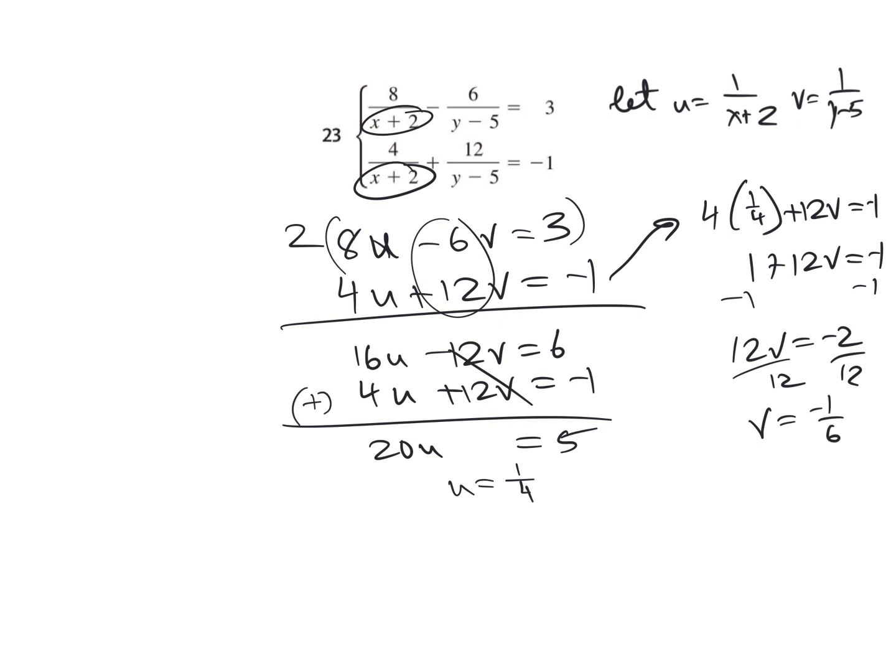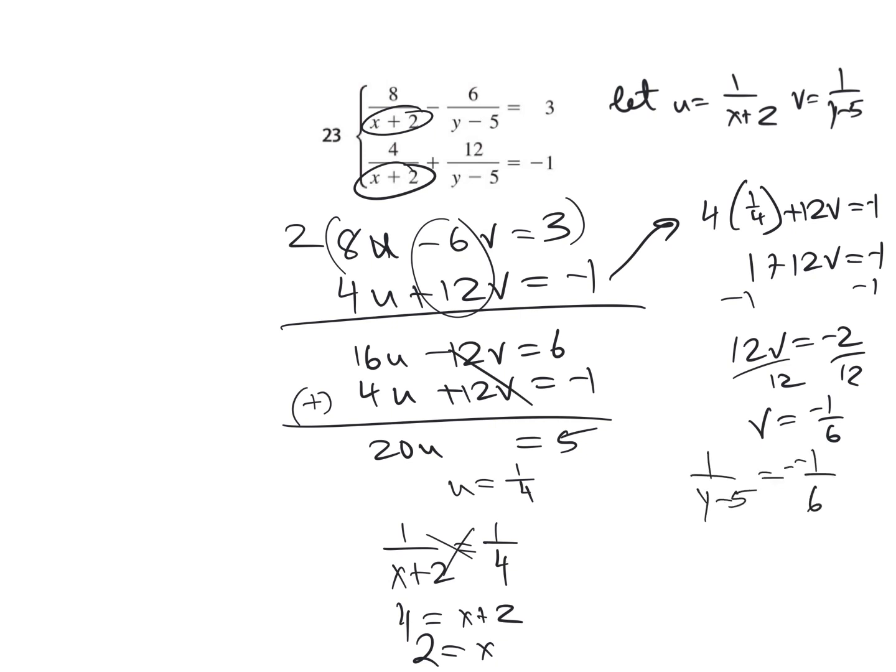All right, so u is 1 over x plus 2, and that u is equal to 1/4. So we cross multiply. So x is 2. Same thing here, v is 1 over y minus 5. Cross multiply, that's a negative that you got to distribute through there. -y plus 5 equals 6. So -y is equal to 1. y is equal to -1. So we have 2, -1 for our answer.